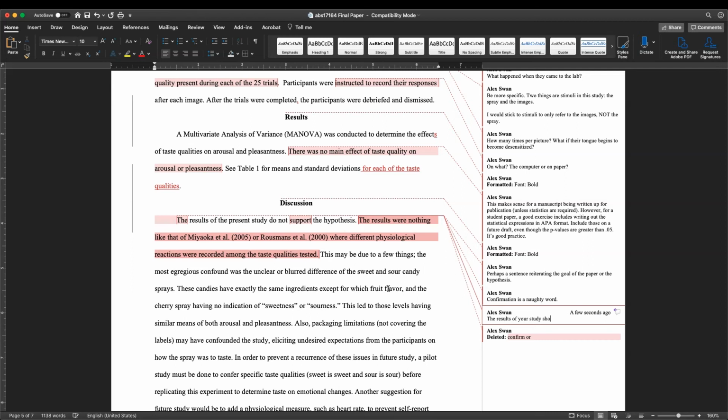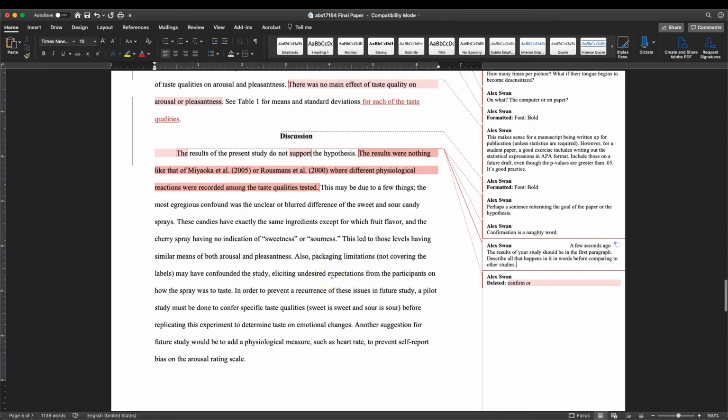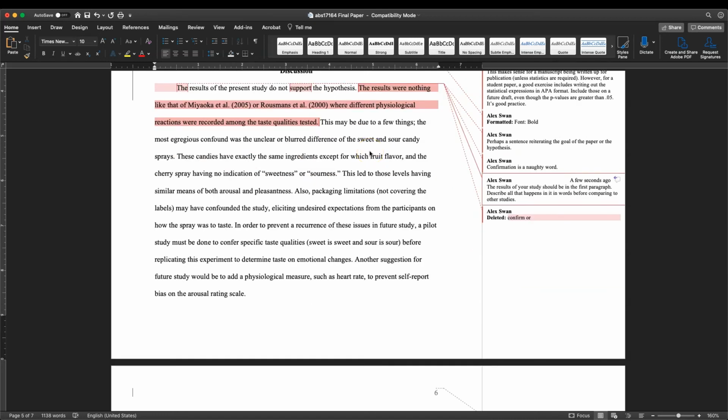The discussion has the same issue as the introduction. I kind of just jump into whether or not something was supported. I also had to get rid of "confirm" from my "confirm, and did not confirm," and support is redundant. You don't want to use confirm because confirm is a naughty word in science; we want to falsify. So there was no support for my alternative hypothesis that there would be a difference among the taste qualities in emotion or pleasantness ratings and arousal ratings.